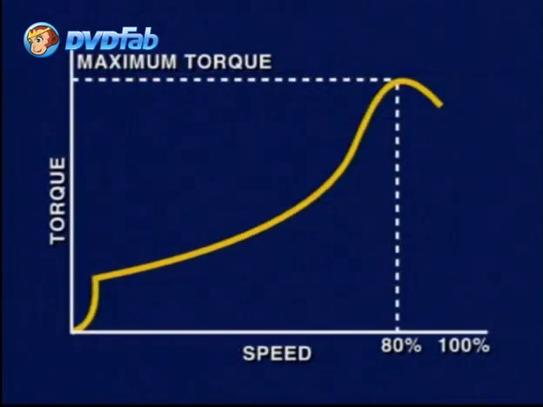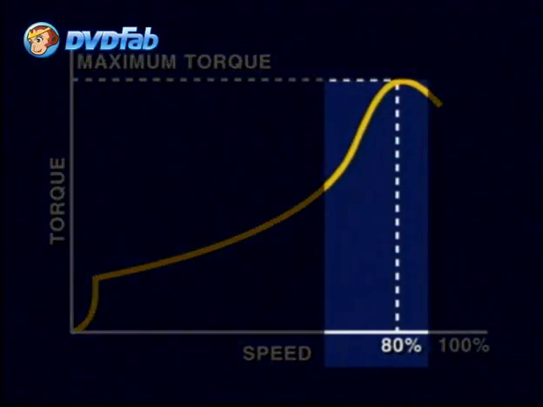current. The rotor of an induction motor will develop full or maximum torque when the speed has reached between 70 to 80% of synchronous speed.